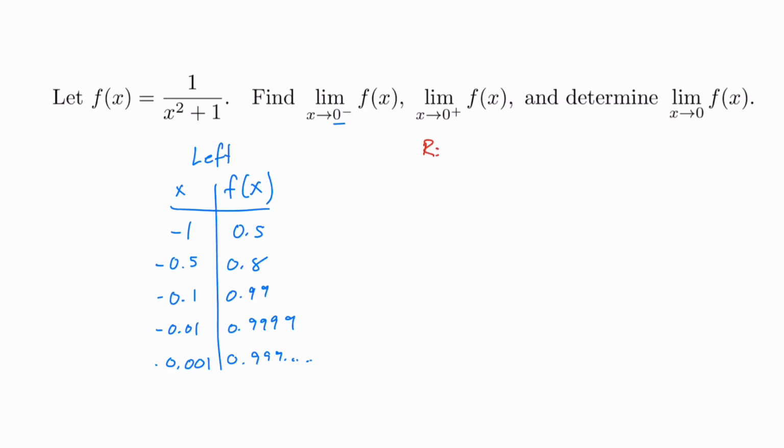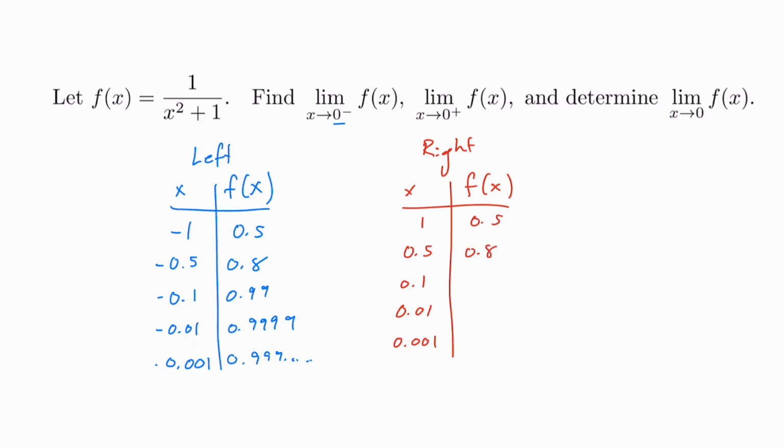For our right-handed side, draw our table out, and we want to choose numbers slightly larger than 0 and go down. So we've got 1, 0.5, 0.1, 0.01, and 0.001. So for our f of x, we are going to get 0.5, 0.8, 0.99, 0.9999, and 0.999 with a bunch more 9s following.